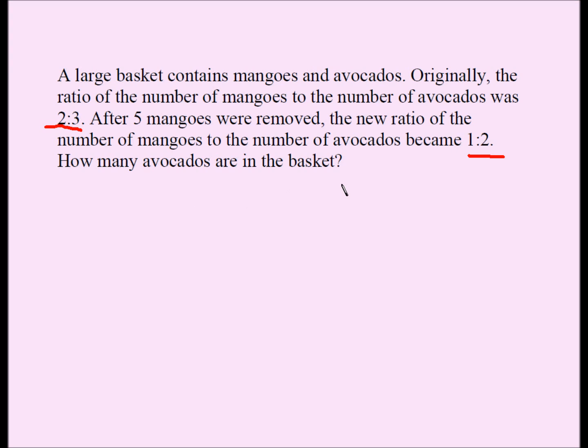Now, you really have to understand the question. There are mangoes and there are avocados. Only mangoes are being removed. So the total number of avocados did not really change. And the question wants us to find how many avocados are in the basket. It's the same as the total number of avocados we had originally. But it doesn't matter. You have to find the total number of avocados, the original number or the new number, because it's the same. Again, the original ratio of mangoes to avocados was 2 to 3. 5 mangoes were removed. The new ratio became 1 to 2.